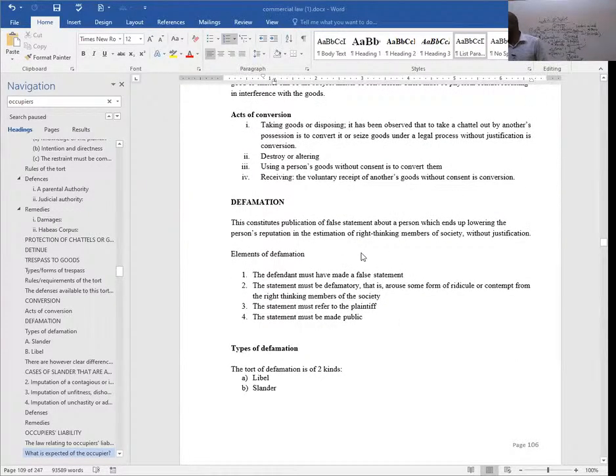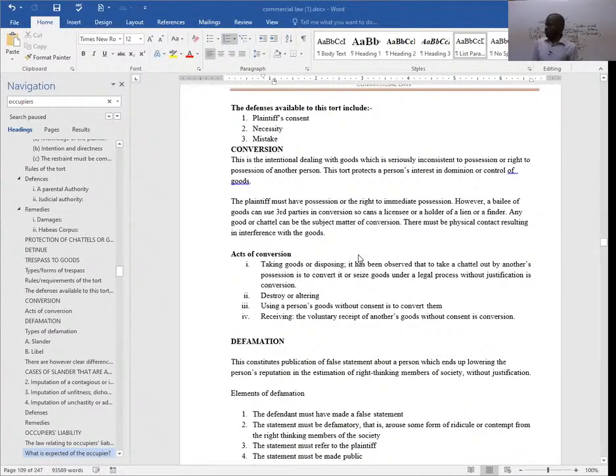So you can see there what defamation is. It constitutes publication of a false statement about a person, which ends up lowering the person's reputation in the estimation of right-thinking members of the society without justification. So basically, publishing or mentioning a statement which is not true about a particular person. That's what we mean by defamation: giving out false information about a person, which lowers his or her reputation in the society.